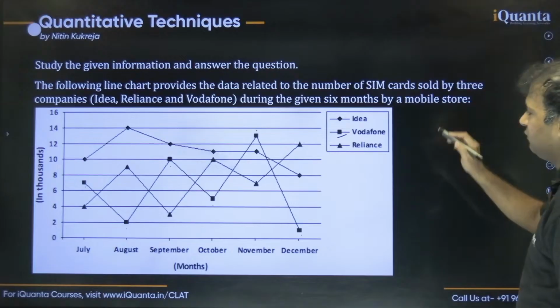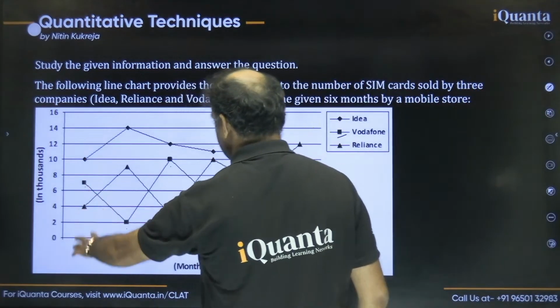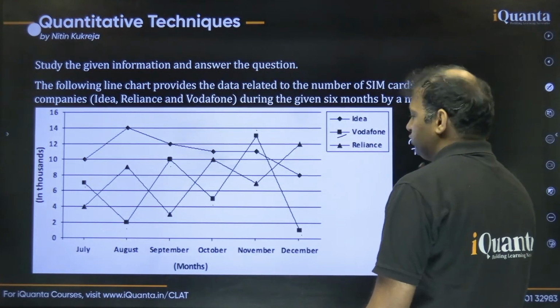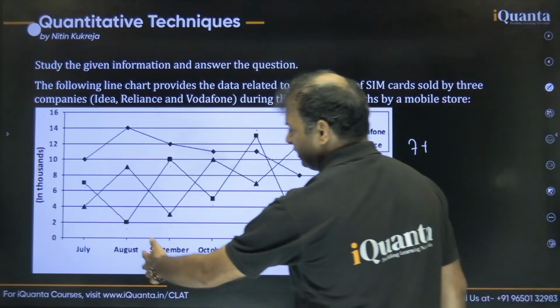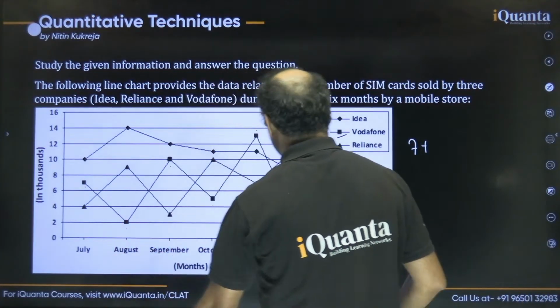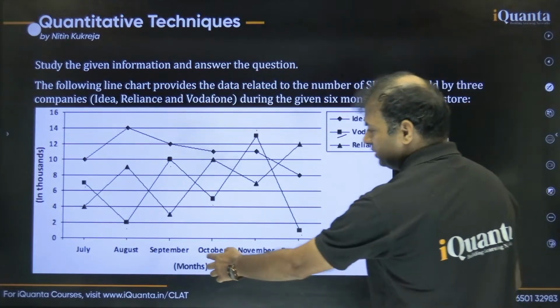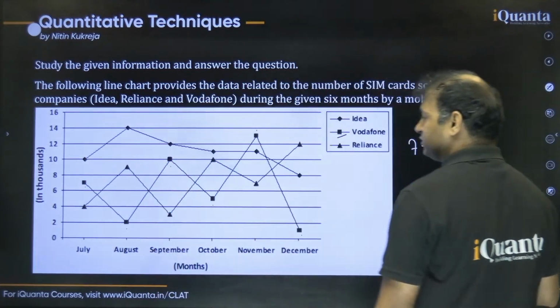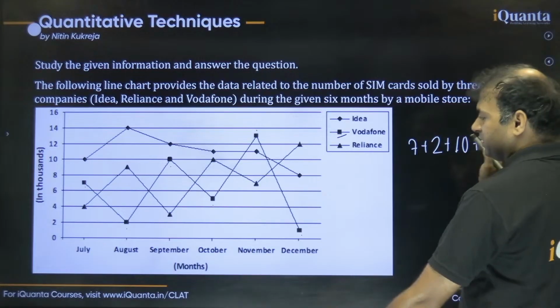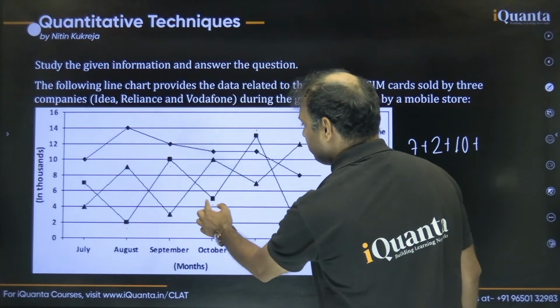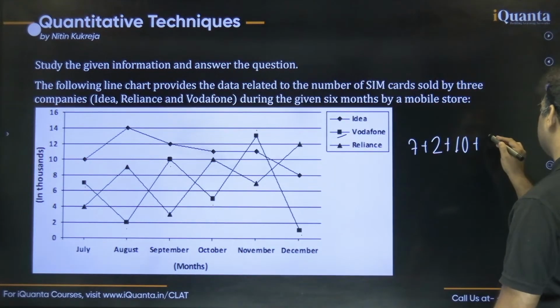So look at the Vodafone. This one is, you see, 7. In the month of July, the SIMs sold by Voda are 7. In August, the SIMs sold are only 2. In September, the SIMs sold are again 10. That's good. 7, 2, and 10. Then in October, it's between 4 and 6, which means 5.